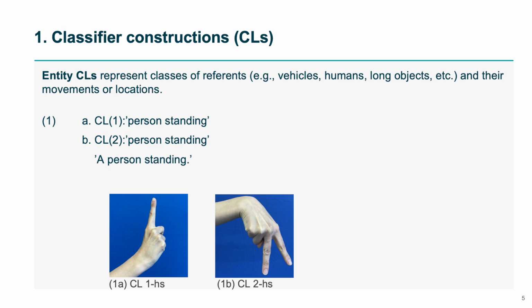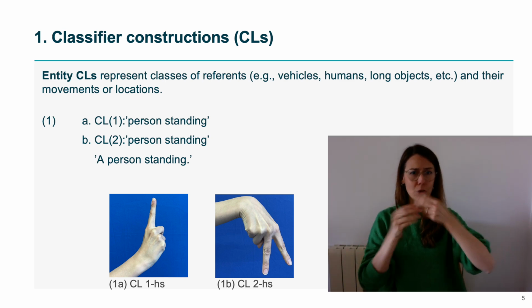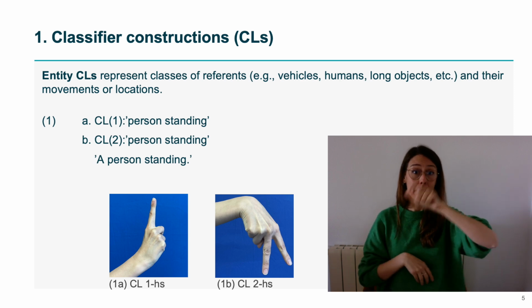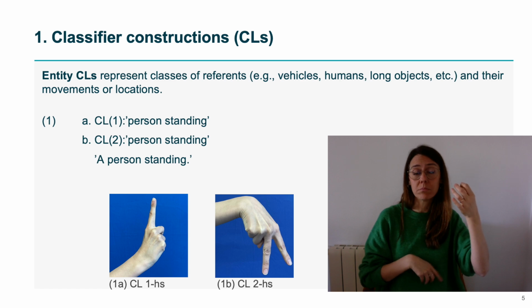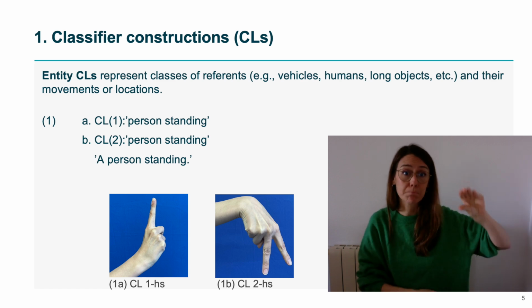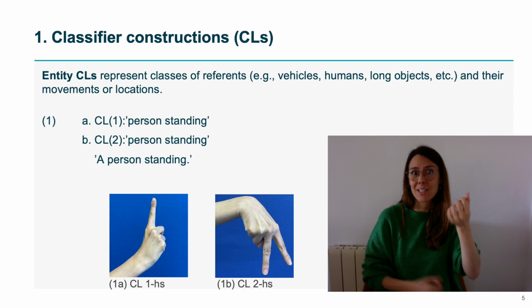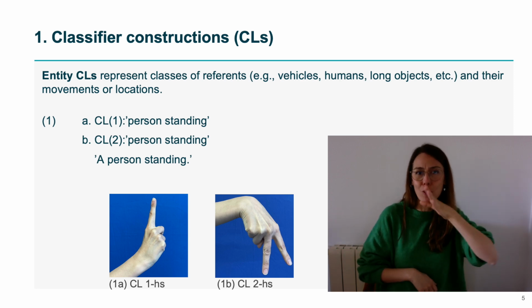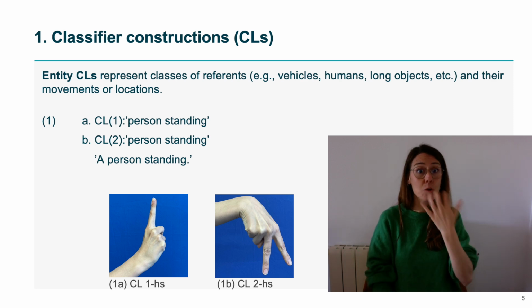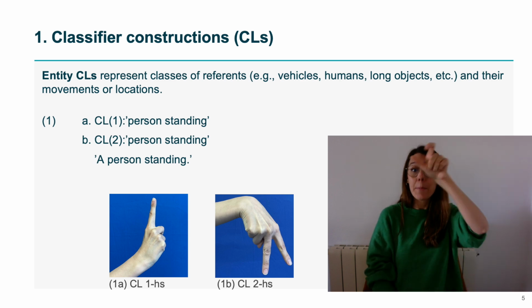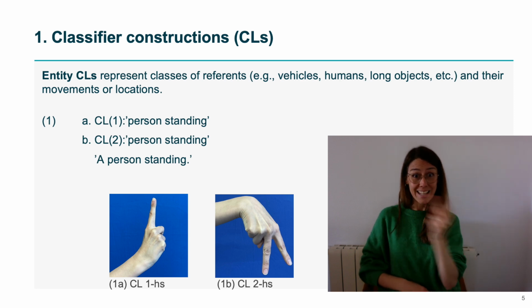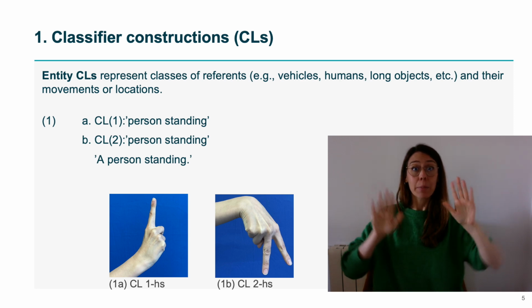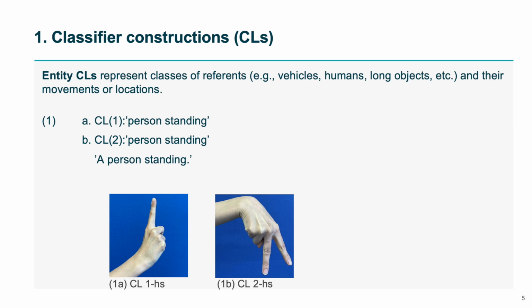So focusing on entity classifiers, they represent classes of reference, for example, vehicles or humans, and their movements or locations. And we have an example in 1, so 1A and 1B. Both examples mean a person standing. This meaning can be expressed using a classifier construction with one handshape, like in 1A, or a classifier with two handshapes, like in 1B.